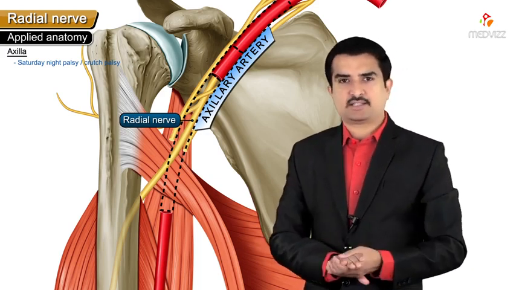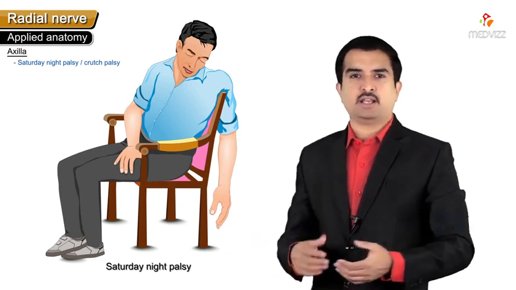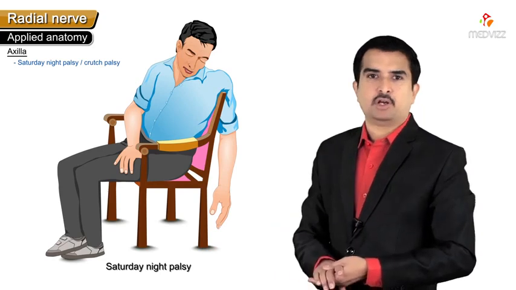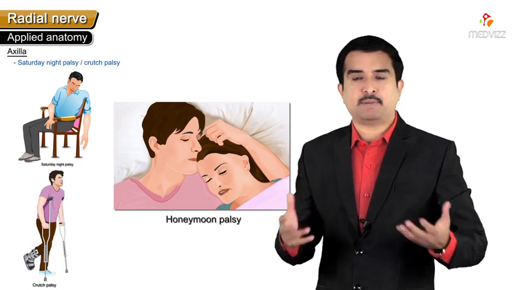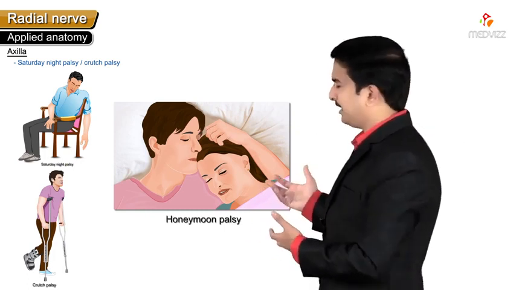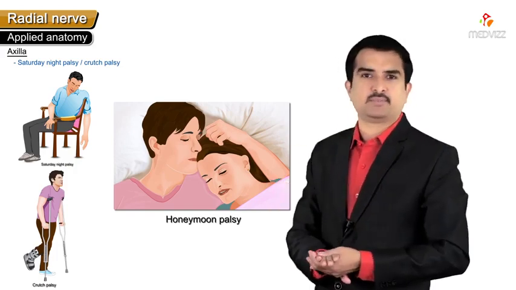Let us take some instances. If someone is drunk, they often rest their armpit on chairs and fall asleep, or improper crutch use, or honeymoon palsy. In all these conditions, there is injury to the nerve exactly in the axilla. The nerve is compressed in the axilla, right?